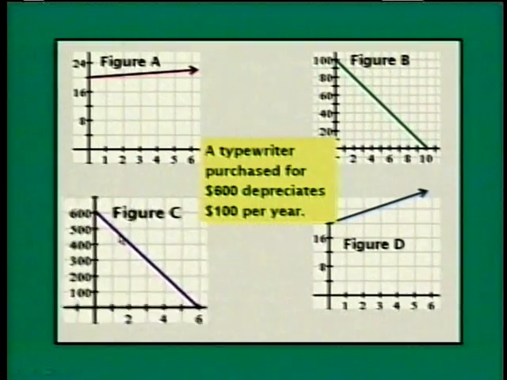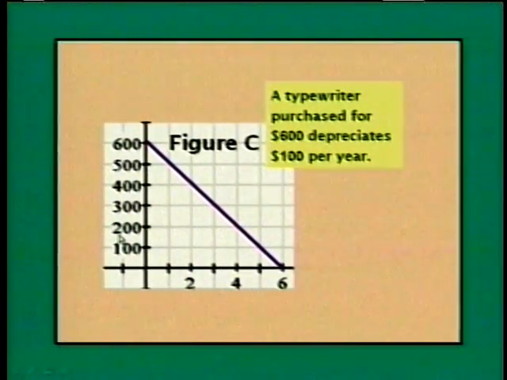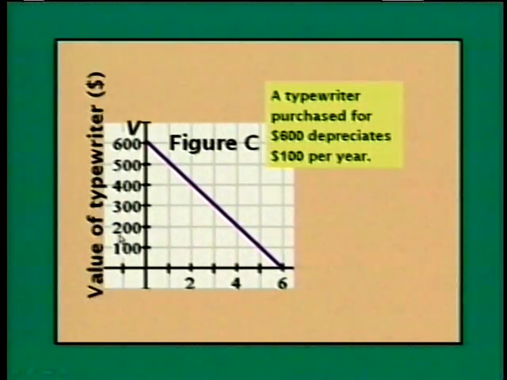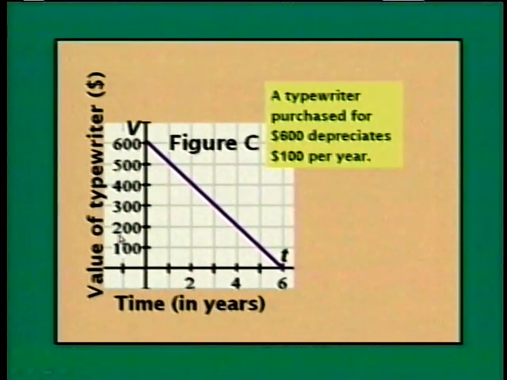So figure C seems to match this first verbal description. We're also asked to label the axes. Well, I mentioned that it looked like the value of the typewriter was the dependent variable. It depended on the time in years. So we can label the vertical axis with the value of the typewriter in dollars and use the variable V for that. And then the horizontal axis, our independent variable, time in years, and we can use T for that.